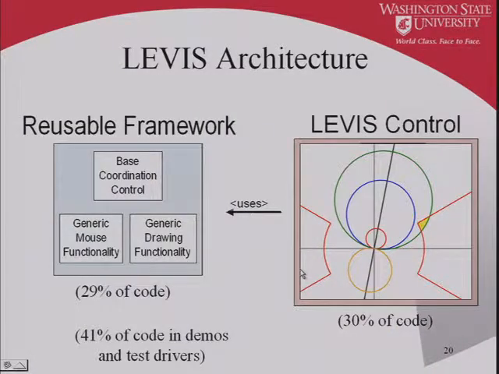The other part of this is that we depend on a reusable framework. This is reusable because it has to be used to use our component. About 29% of the code is in this framework that makes it easier for us to develop these components. 30% of the code is actually in Levi's itself, and 40% of our code were demos and test drivers. That's about 14,000 lines total, which isn't big. It's all right.